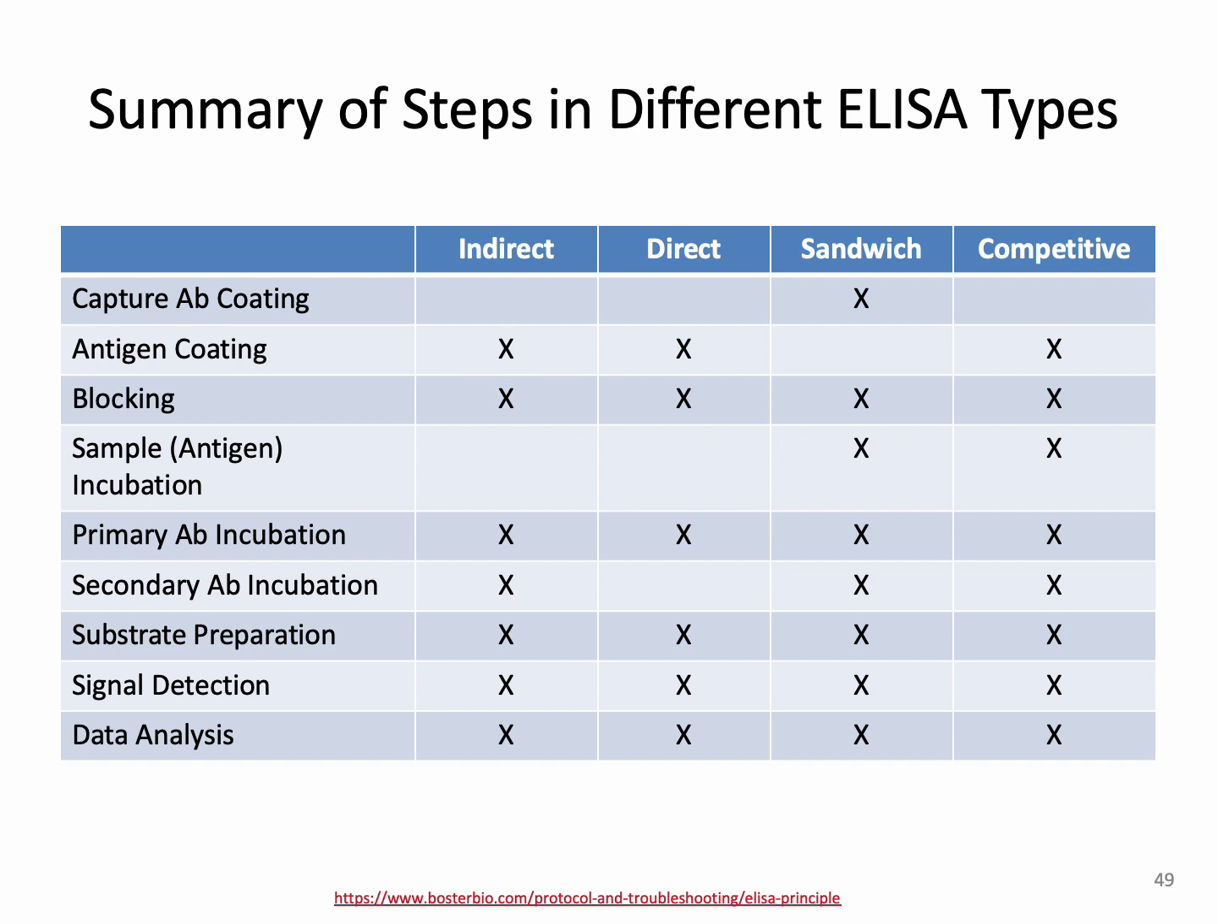Now we can talk about a summary of steps in different ELISA types, because we have several types of ELISA. We have indirect, direct, sandwich, and competitive ELISA types. Now, for the sandwich, for example, we are doing the capture antibody coating. For the indirect, direct, and competitive ones, we have antigen coating. For all of those, we can also have the blocking, etc., etc.